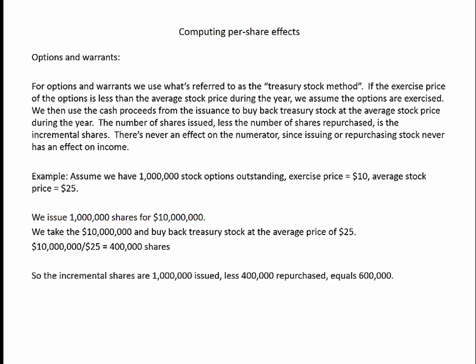So the per share effect, the incremental shares: we issue 1,000,000, we buy back 400,000, so there's a net increase of 600,000 shares. So the per share effect is going to be $0 divided by 600,000 shares, or $0 per share. Again, the numerator of the per share effect for options and warrants is always 0, because issuing or buying back your own stock never has an effect on your income.